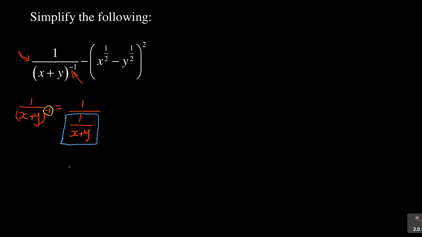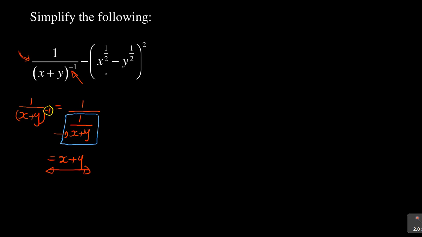So this particular example, 1 over x plus y, will simply give me the bottom one, which in this case is x plus y. That is what I wanted you to realize, so that they don't trick you in any way.